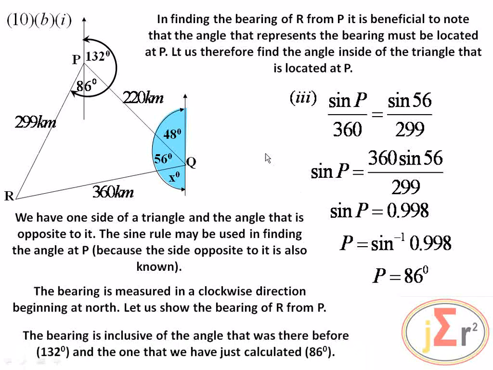Adding those together, we get 132 plus 86. The bearing is inclusive of the angle that was there before, which is 132 degrees, and the other one that we have just calculated, 86 degrees. Putting those together, the bearing turns out to be 218 degrees.